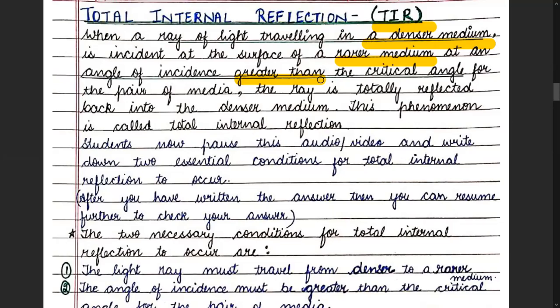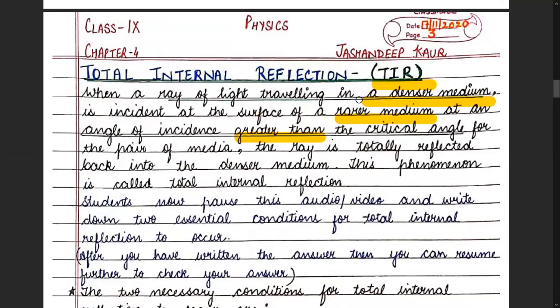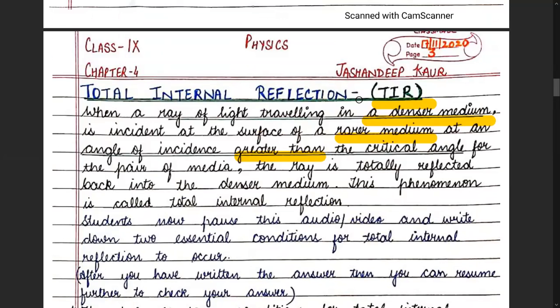Students, now pause this audio video and write down the two essential conditions for the total internal reflection to occur. After you have written the answer, then you can resume further to check your answer.